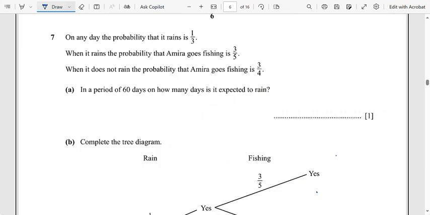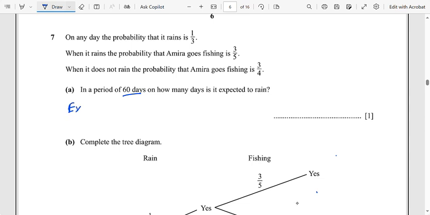Question number 7. On any day, the probability that it rains is a third. When it rains, the probability that Amira goes fishing is 3 over 5. When it does not rain, the probability that Amira goes fishing is 3/4. In a period of 60 days, on how many days is it expected to rain?